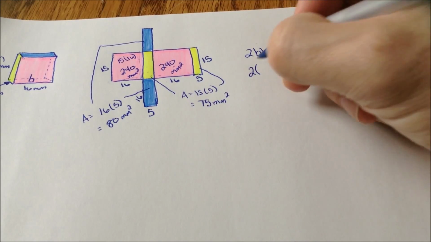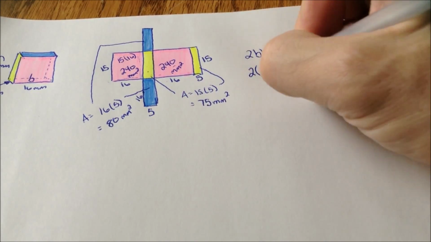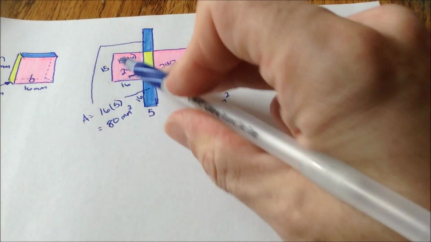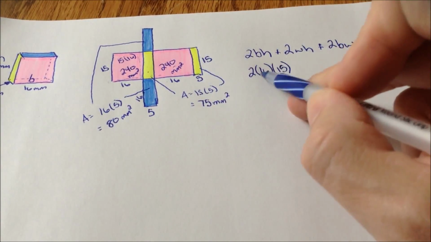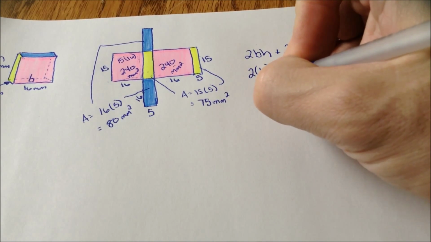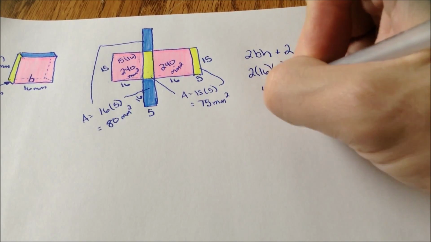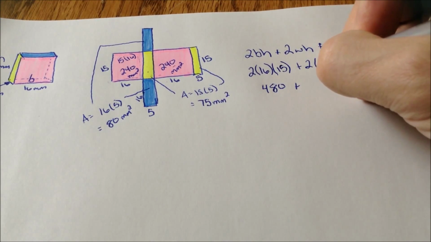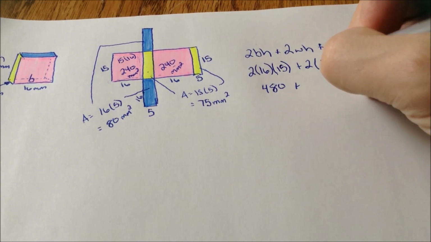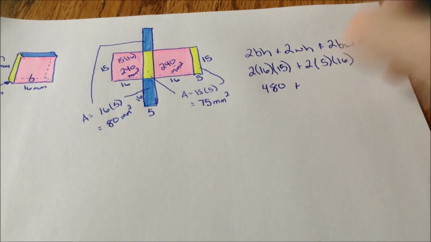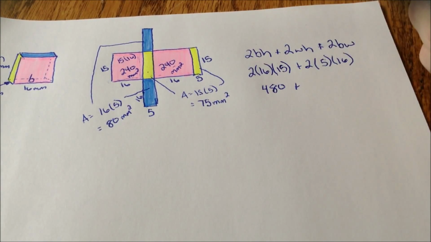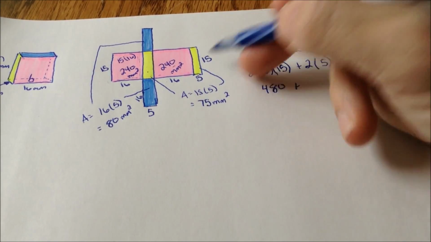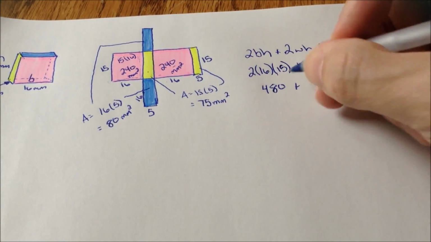2 times my base was 16 times my height, which was 15, and I can see I did the 15 times 16 twice. This is going to equal 480 plus 2 times the width, which is 5, times the height, which is 16. Again, the height is 15. That's my yellow pieces here, and we've done that.